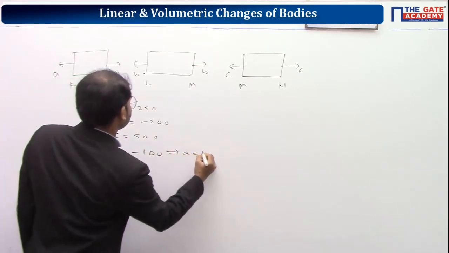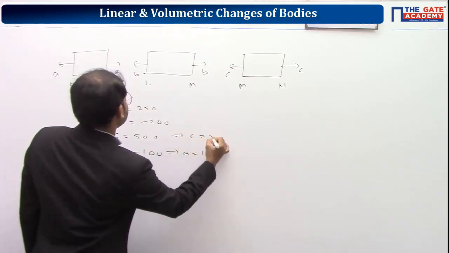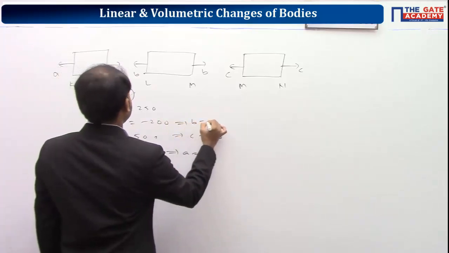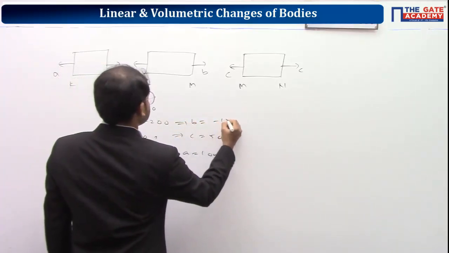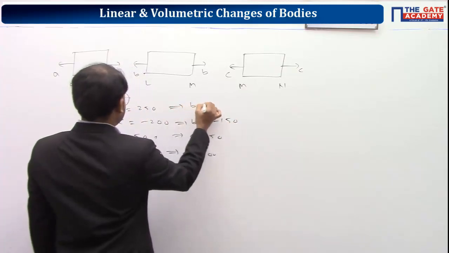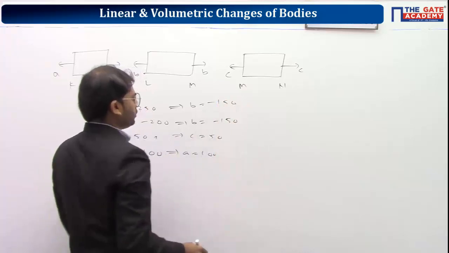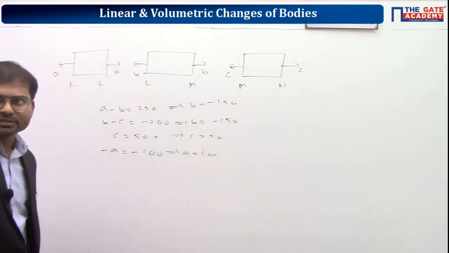So this gives you A is equal to 100, C is equal to 50. C is equal to 50 means B will become minus 150. From this, B comes out to be A minus 250, 100 minus 250, minus 150. So both are coming same, so my calculation is right.